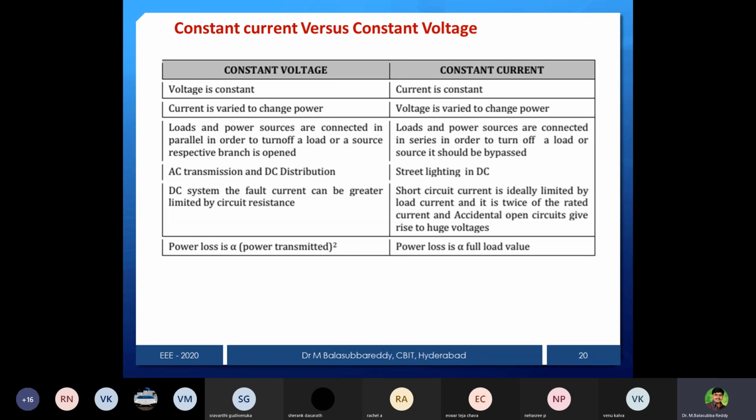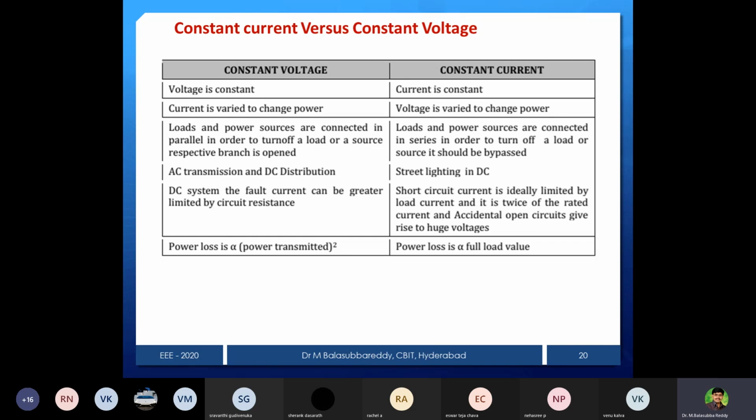So in this case, first, the voltage is constant, because we are operating with a constant voltage representation, and this is the current side. Current is varied to change the power, because in both scenarios power is the variable of interest, and when we keep one constant, the other one must be variable. So to change the power, whether you want to increase or decrease it, by the P equal to VI concept, one parameter is fixed, so to change P, the other parameter has to change.